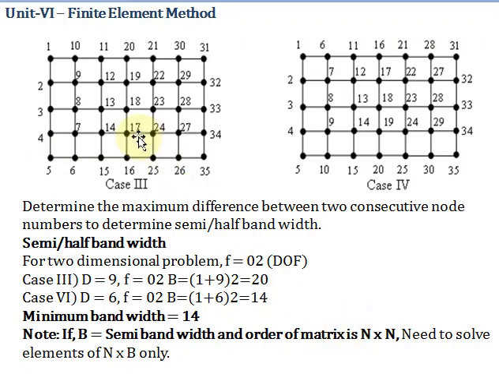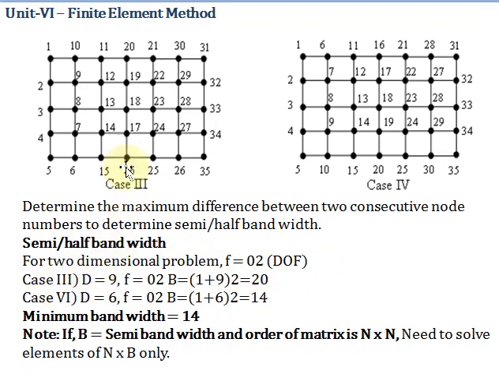Okay. If you see the second node numbering, it is given vertically: 1, 2, 3, 4, 5, then 6, 7, 8, 9, 10, 11, 12 in a vertical manner. Okay, and up to 35. So if you see the node numbering in case number 4, it is 1, 2, 3, 4, 5. Then again from the start 6, 7, 8, 9, 10 up to 35. So determine the maximum difference between two consecutive node numbers to determine the semi bandwidth. So semi bandwidth for the two-dimensional problem, F is equal to 2, that is the degree of freedom.